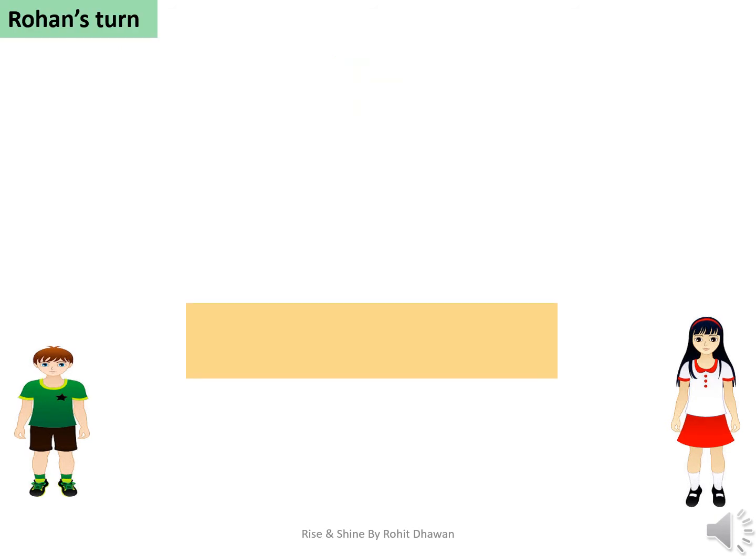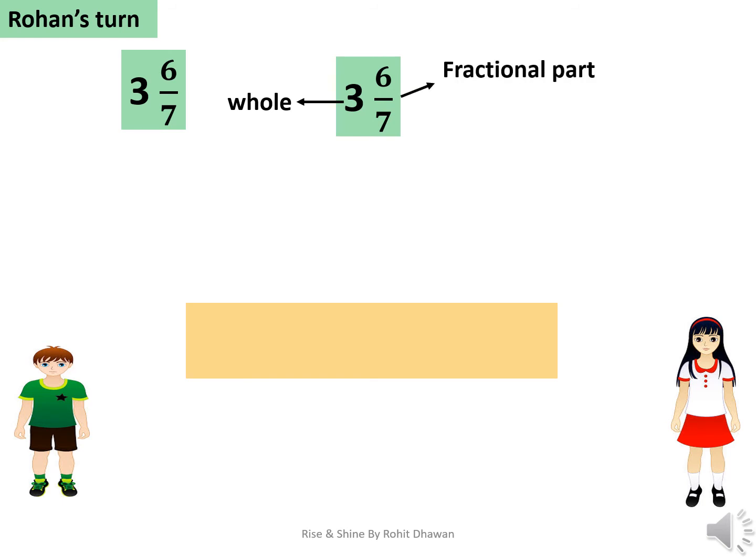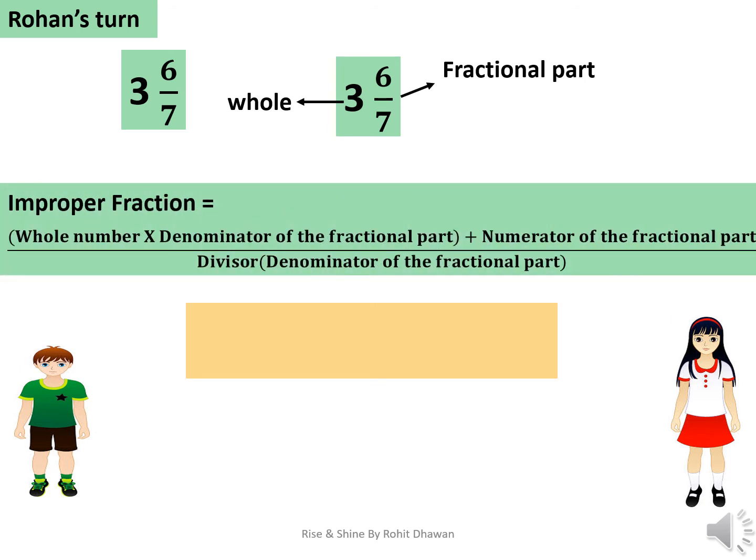Now, Rishita asked Rohan to convert the next mixed fraction into an improper fraction. She gave him the number 3 6/7. The mixed fraction 3 6/7 is a combination of a whole number 3 and a fractional part 6/7. Now, in order to get the desired improper fraction, Rohan has to apply the formula.